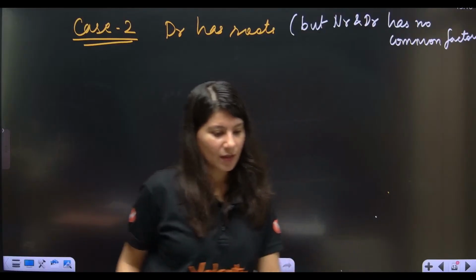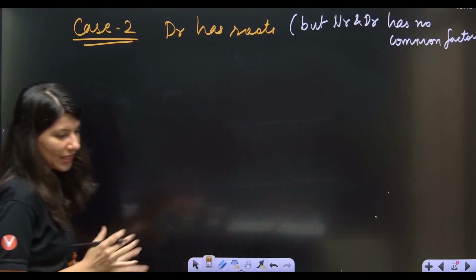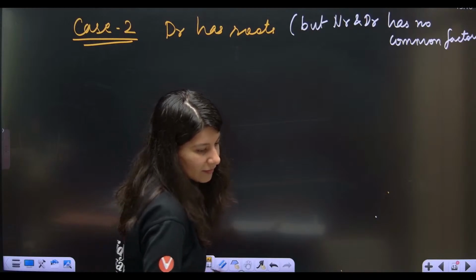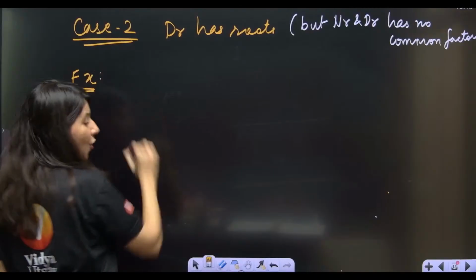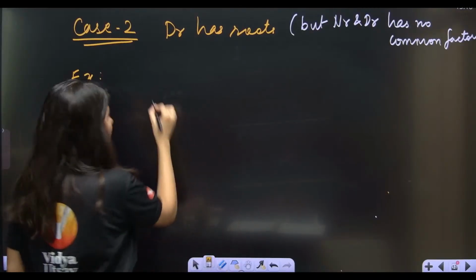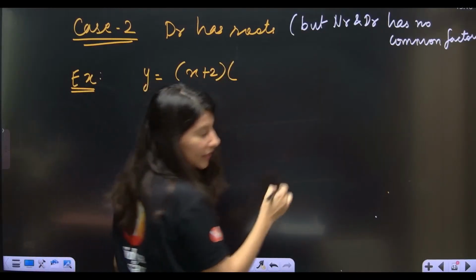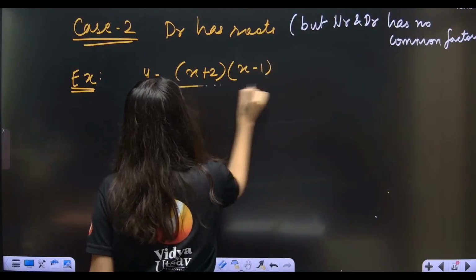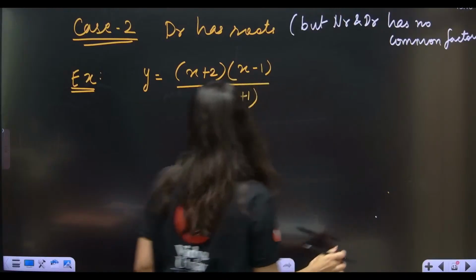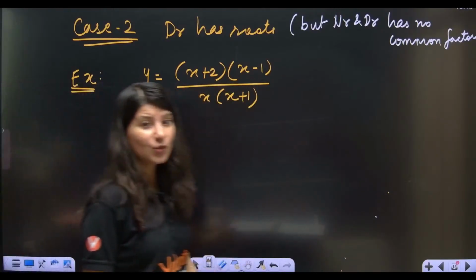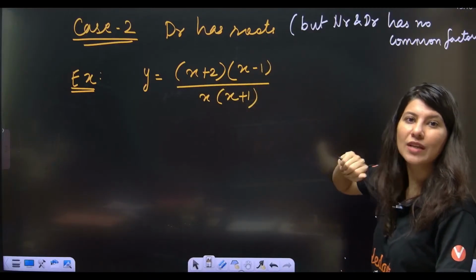All right, clear? Yes. So the denominator has roots. Now let me take an example: find the domain and the range of y = (x + 2)(x - 1) / (x + 1). Can you see that the denominator has roots, but there is no common factor between numerator and denominator that I'd be able to cancel?